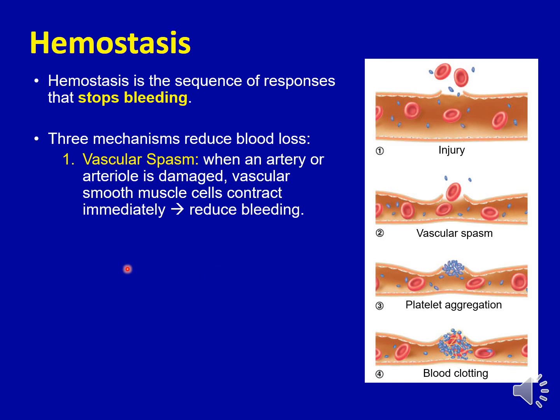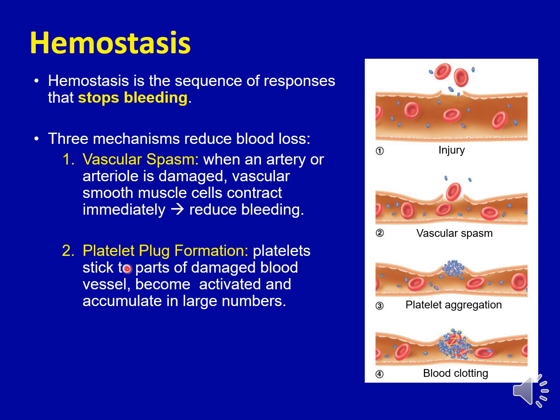The second mechanism is the platelet plug formation. Here we have a mass of platelets coming together to close the site of injury. Platelets stick together and also stick to the wall of the damaged blood vessel, become activated and accumulate in large number, forming a clump to stop bleeding. But this clump or plug is loose and can be easily removed.